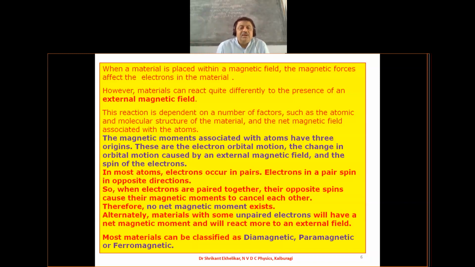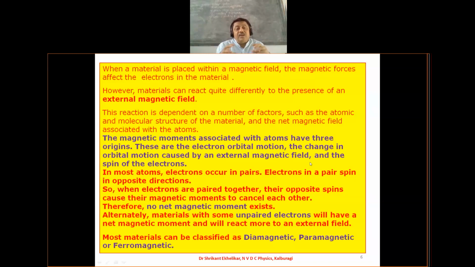This reaction, the behavior of electrons when placed in an external magnetic field, depends on a number of factors, which may be the atomic and molecular structure of the material, and the net magnetic moment associated with the atoms. The magnetic moment of an atom has three contributions: the orbital motion of the electron, the spin motion of the electron, and the third one, which is very important.